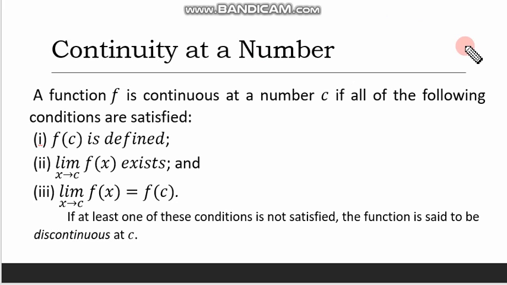Let's take a review of the continuity of a function at a certain point. A function is continuous at a number c if all of the following conditions are satisfied. f of c is defined, the limit of the function exists, and the limit of the function is equal to f of c. If at least one of these conditions is not satisfied, the function is said to be discontinuous at that point.